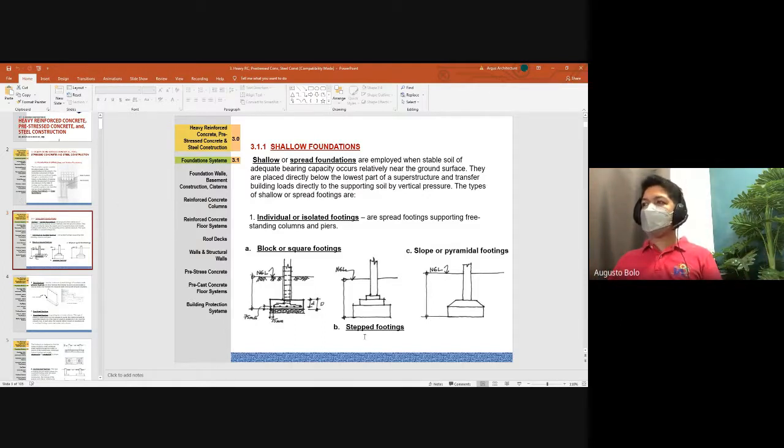Another one is a step footing. It's a block footing din, pero it's made of parang naka-steps. Parang pyramid but more of like the box. While yung isa naman is a slope or pyramidal footing na unlike step na pwede mong maging parang step. It's like a pyramid. So those are types of your isolated footing.